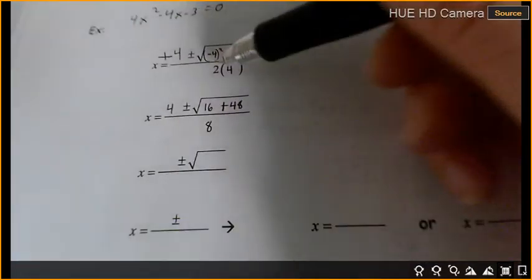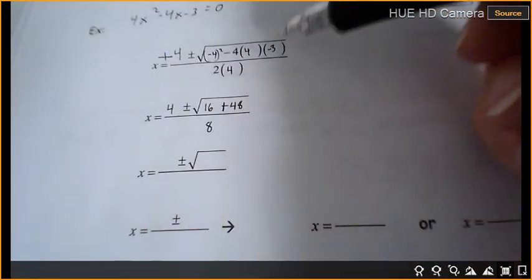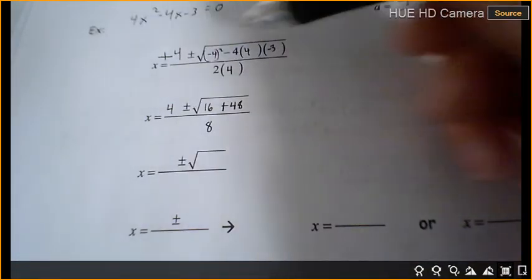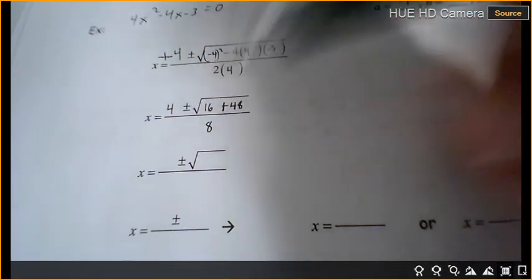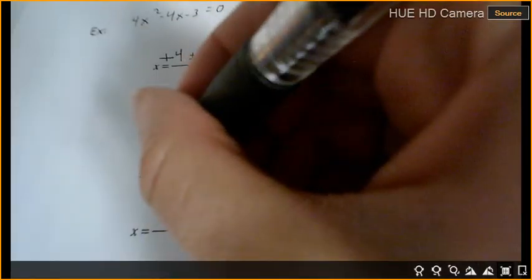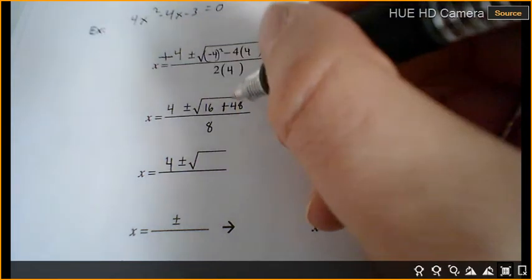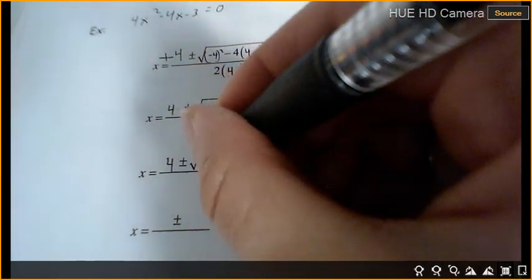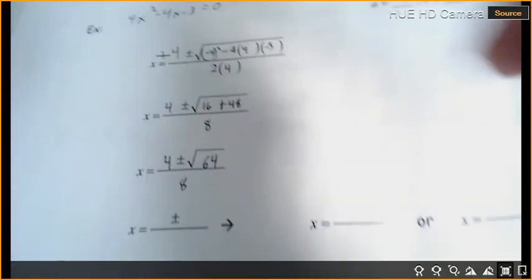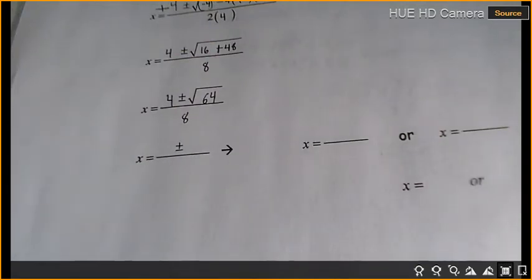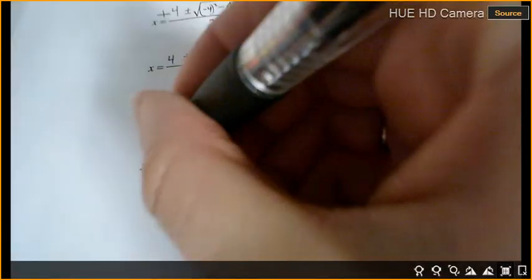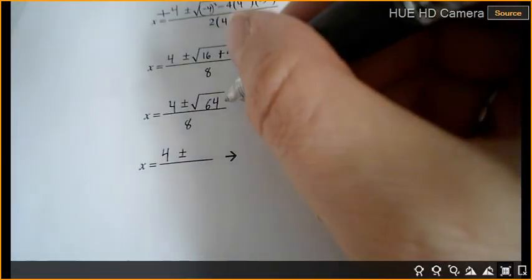Okay. So 4 times 4 is 16. Times 3 is 48, and a negative times a negative makes the whole thing positive. So we get 4 plus or minus the square root of 16 and 48 gives me 64, over 8. Oh, hold on. We get 4. What's the square root of 64? 8.